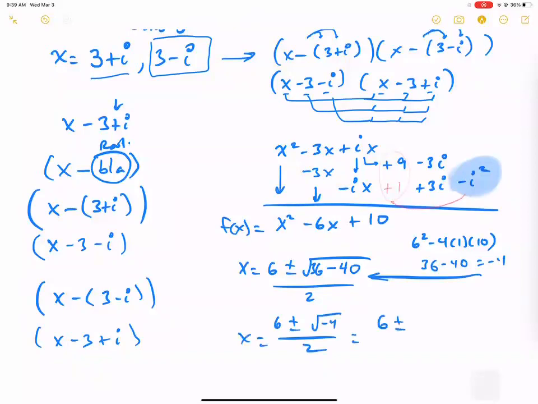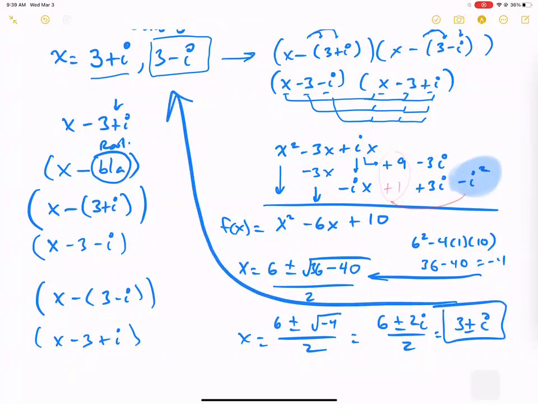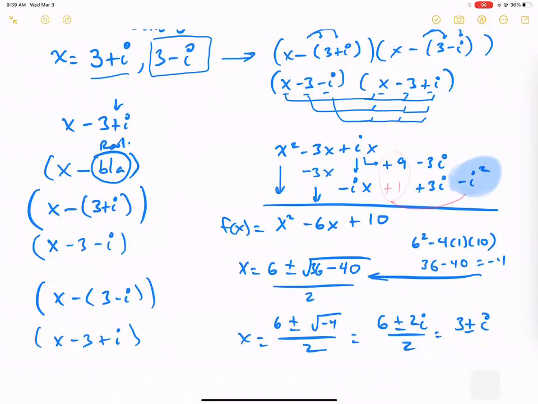6 plus and minus, okay, what's the square root of negative 4? Well, that's i, and the square root of 4 is 2, all over 2. We can divide everyone by 2 now. 3 plus and minus i. And guess what? That's my original answer. So yes, it is a lot of work, sure. But it really isn't hard work. And the more you practice it, the faster you can get this done.